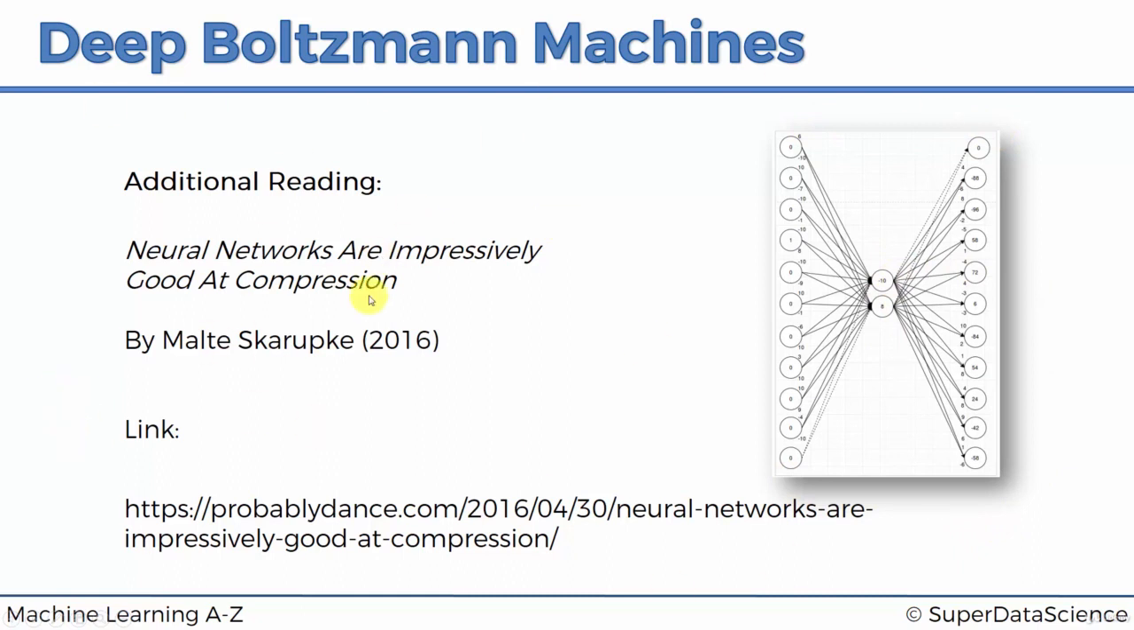And this is a reference for additional reading to that same blog that we already mentioned. It's called Neural Networks Are Impressively Good at Compression by Malte Skarupke, and we'll include it in the additional resources, of course. So definitely check it out. Very nicely written, a very easy introduction to autoencoders. In fact, I don't think it's even mentioned that they're autoencoders from the very start, just neural networks. And then in the comments, you can read that indeed they were talking about autoencoders.